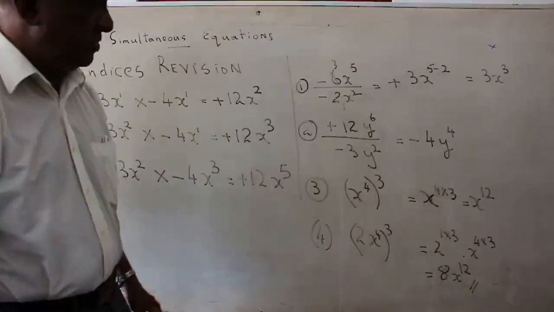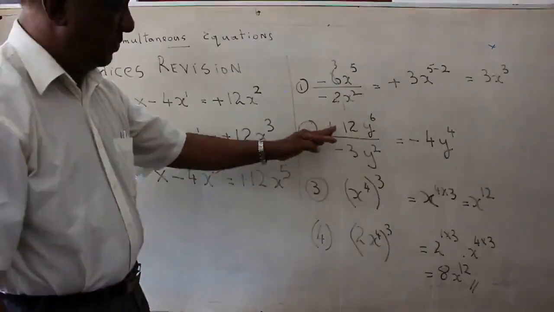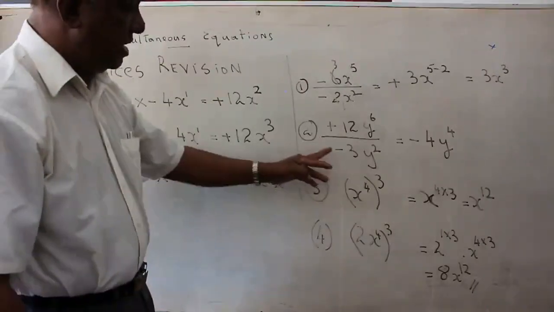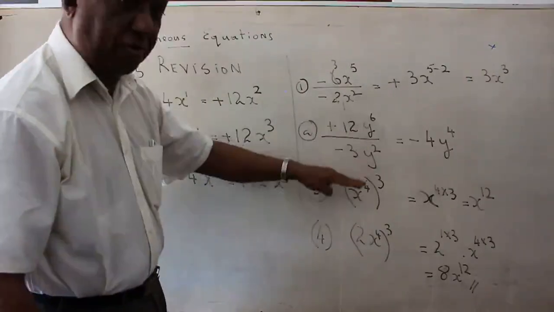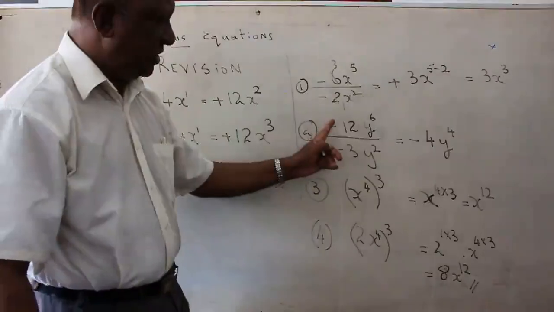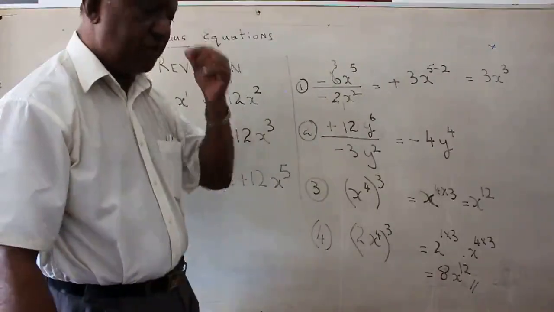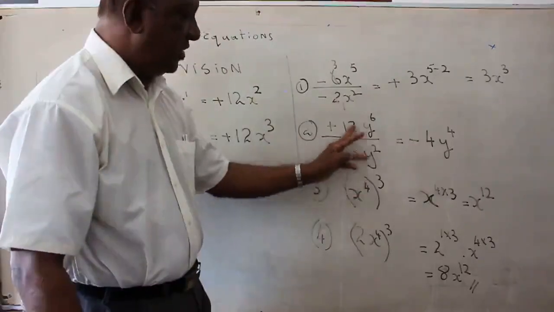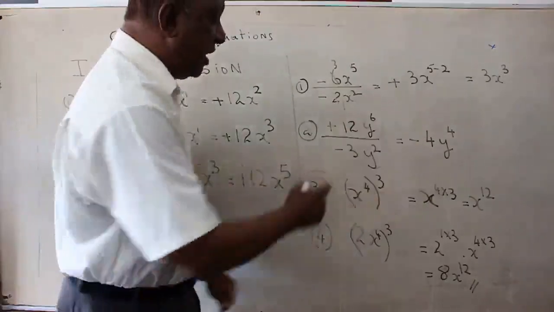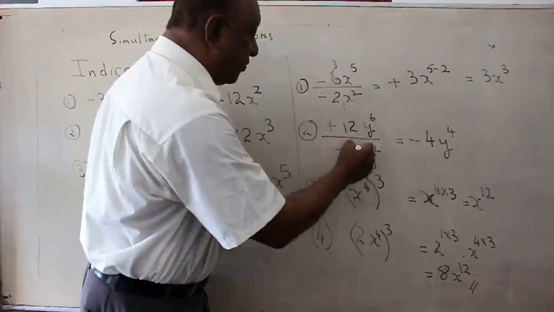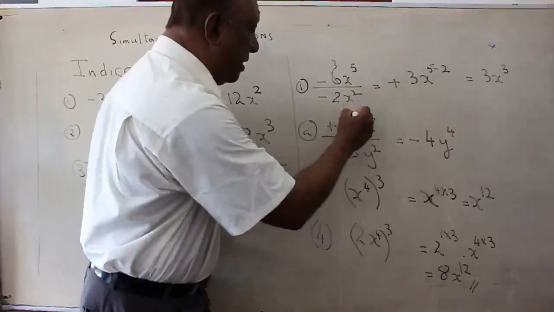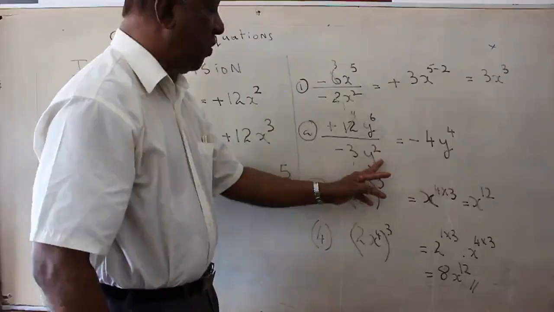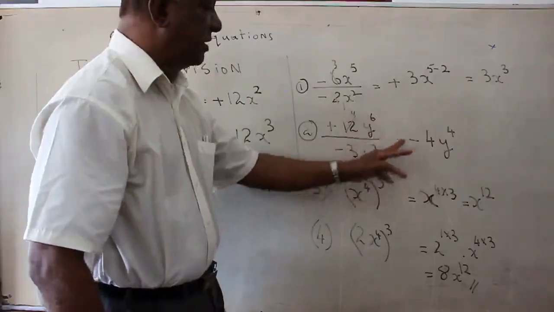Understood? Next, plus 12x squared y to the power 6 in the numerator, minus 3y squared in the denominator. Now, this plus, this minus, signs are opposite, so the answer will be minus in the division. 3 and 4 when you divide, again you can cancel and find out. 3 times 1 here, 3 times 4 there, that will be 4. y to the power 6, y to the power 2. 6 minus 2 becomes 4 there.